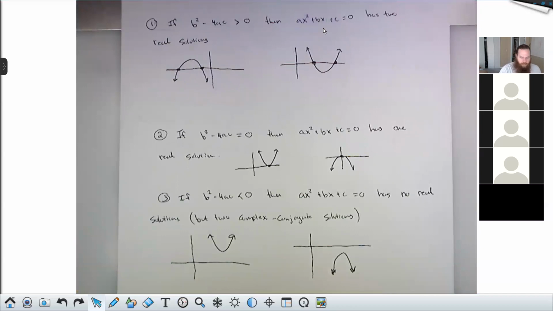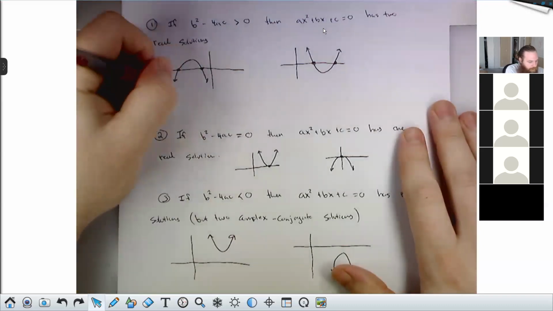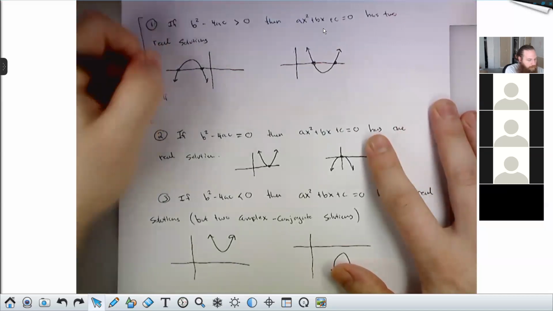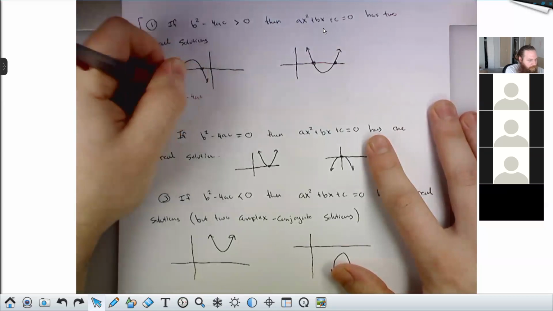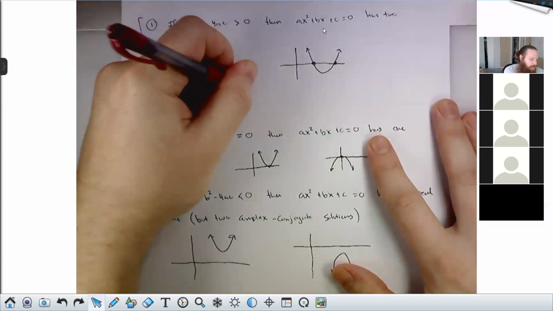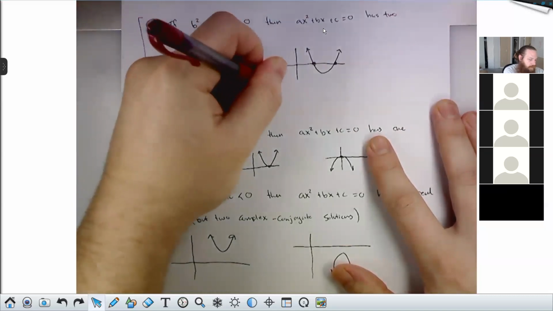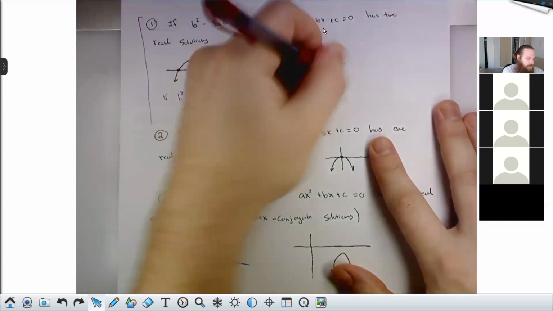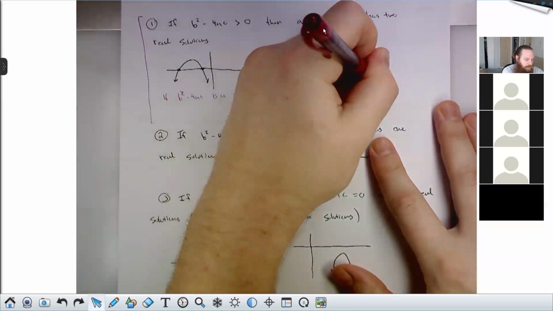I asked you to leave a little bit of space under that first item because I want to add a small addendum here. And it's this. Within case 1 here, if b squared minus 4ac is a perfect square, then we can solve by factoring.